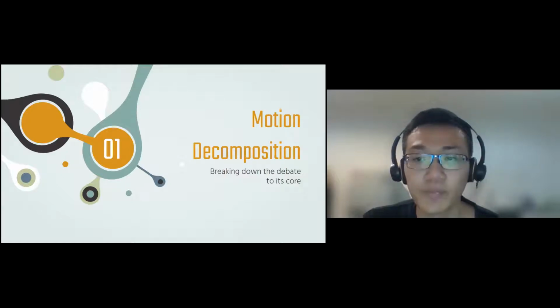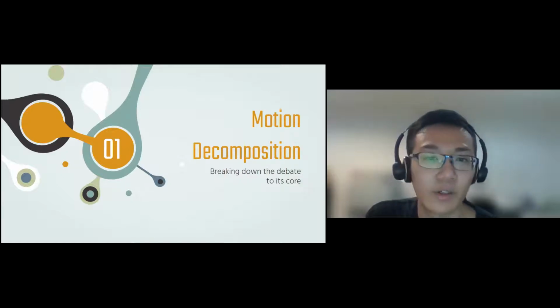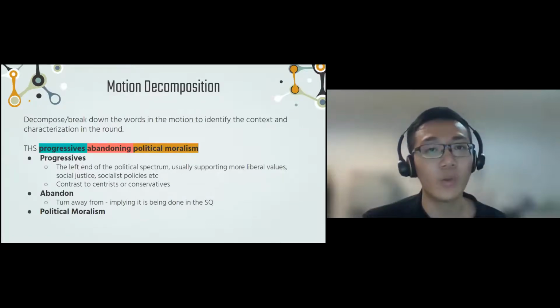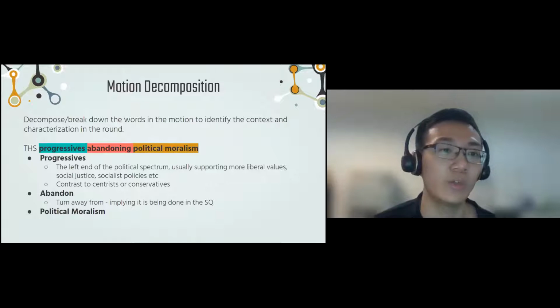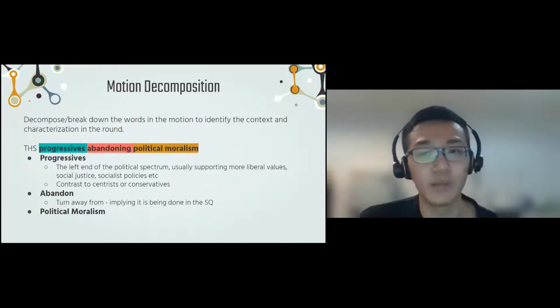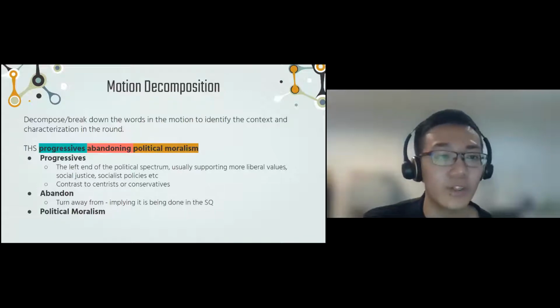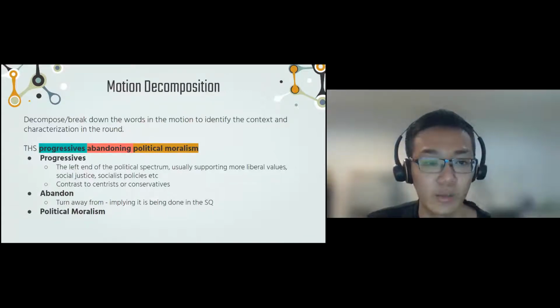Motion decomposition, breaking down the debate to its core. As I said earlier, motion decomposition is to decompose or break down the words in the motion to identify the context and the characterization in the round. So in a motion, this house supports progressive abandoning political moralism.